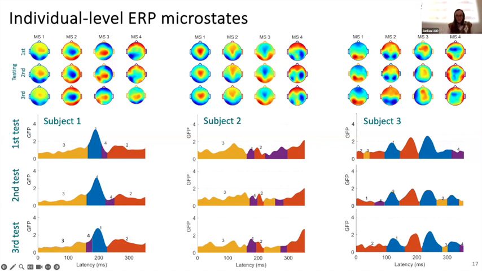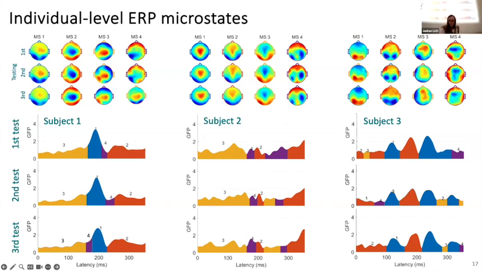And additionally, it also confirms that it's not just one electrode or one landmark peak that matters, but rather the whole time course of the ERP and the whole topographies and the sequence of the topographies that remain stable within individuals.